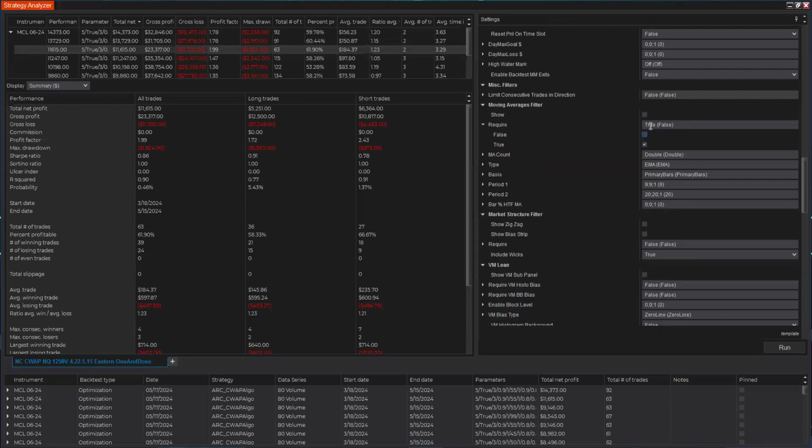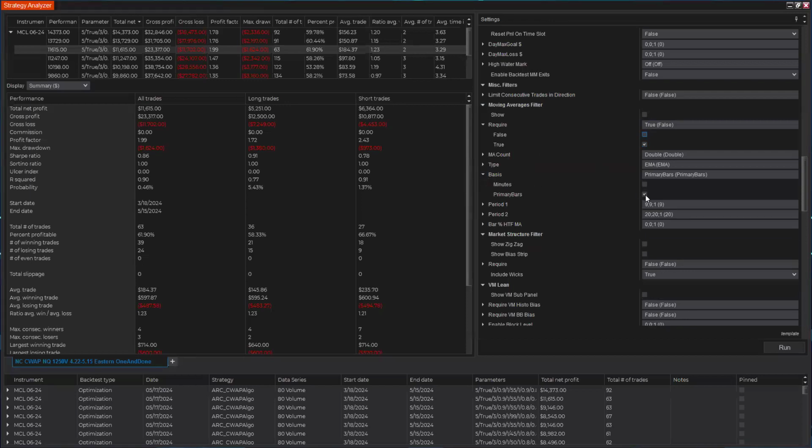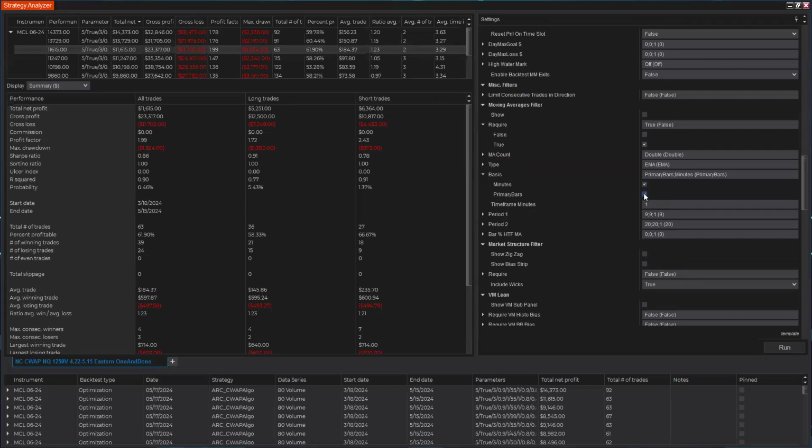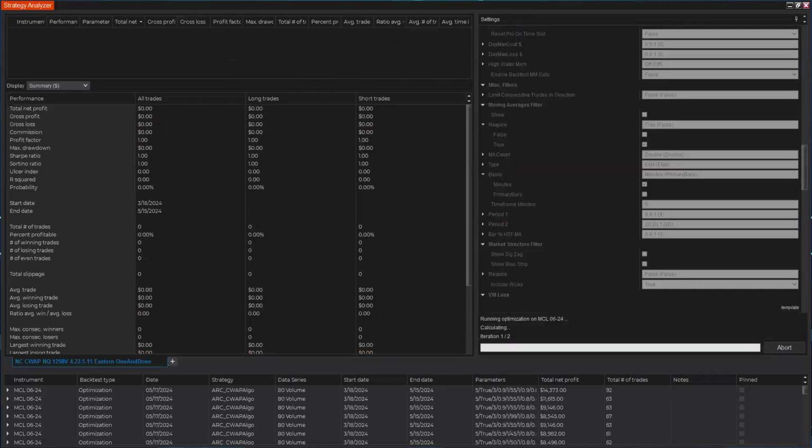Obviously, I know what the numbers are if it's false, so I'm not going to test that. But I'm going to do a double EMA, and I'm going to go based on a different time frame. Now this is about a 1 minute chart, right around a minute. So I'm going to go to a 5 minute as my higher time frame, 9 and 20. If the 9 is above the 20, it'll take longs. If the 9 is below the 20, it'll take shorts.